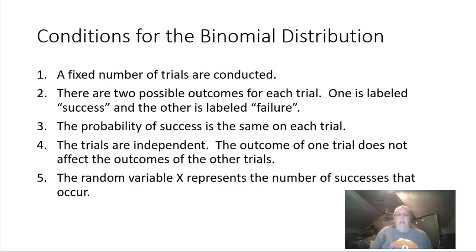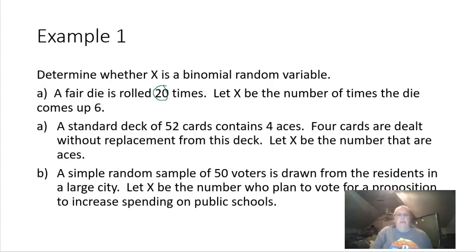All right. Are the trials independent? Does rolling a 6 the first time affect rolling a 6 the next time? No. So yes, they are independent. So for part A, yes, we do have a binomial random variable. Okay, the next one. A standard deck of 52 cards contains 4 aces. 4 cards are dealt without replacement from the deck. Let x be the number that are aces.